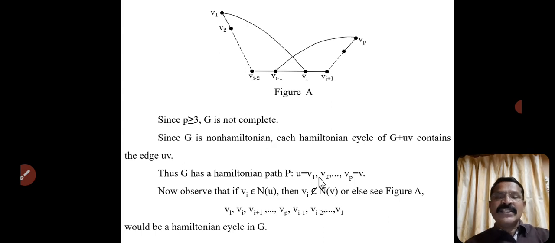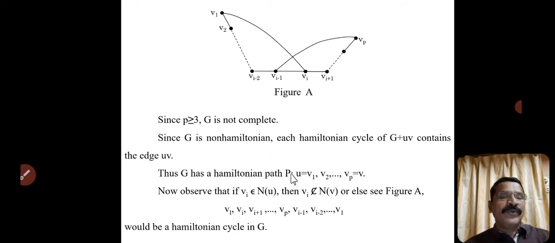Since p is greater than or equal to 3, G is not complete. Since G is non-Hamiltonian, each Hamiltonian cycle in G plus uv must contain the edge uv, because u and v are non-adjacent. So if you join the graph G with the edge uv, it contains the edge uv, obviously. Thus, G has a Hamiltonian path.